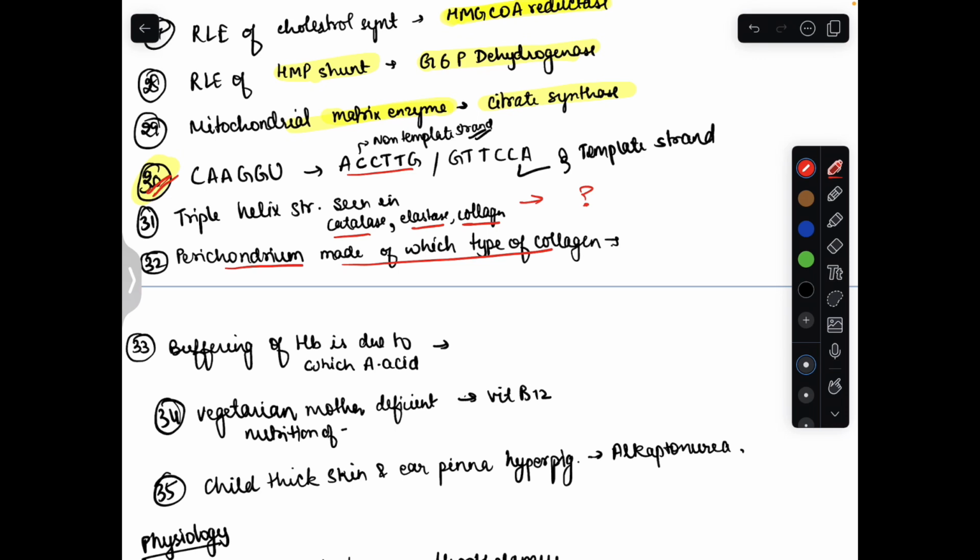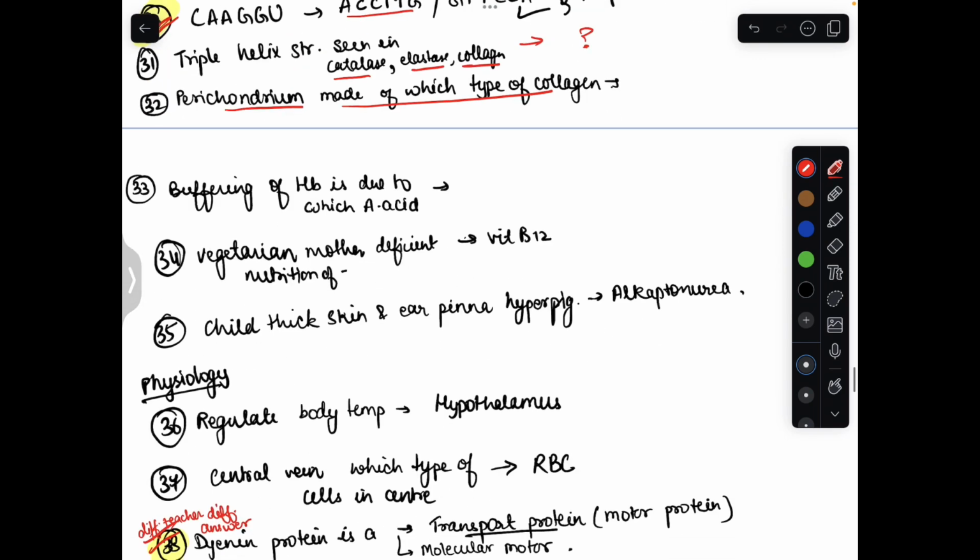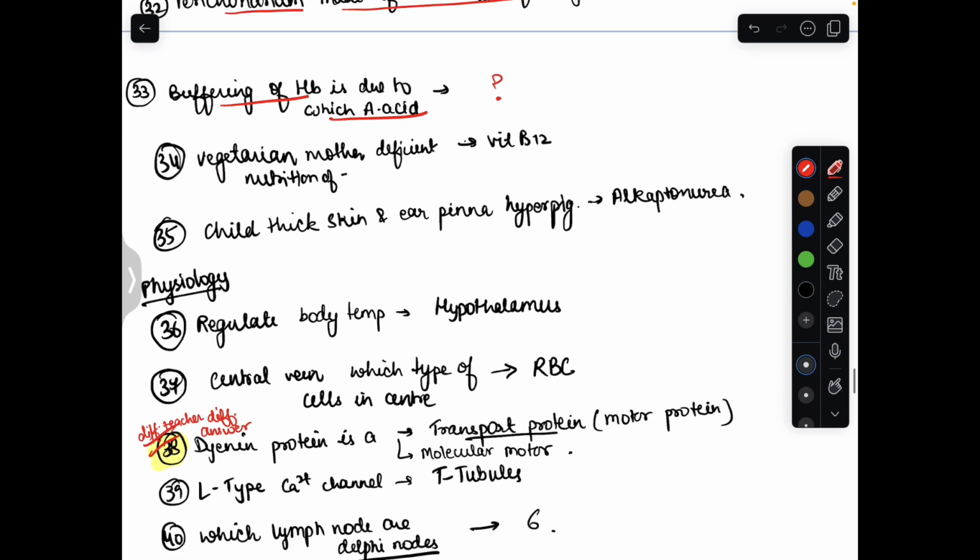And the 32nd question is: perichondrium is made up of which type of collagen. For this also, I don't remember the correct answer because I don't know which answer I put, but you can check it on the net. Now for the 33rd question, buffering of hemoglobin is due to which amino acid? For this answer also, I don't know.